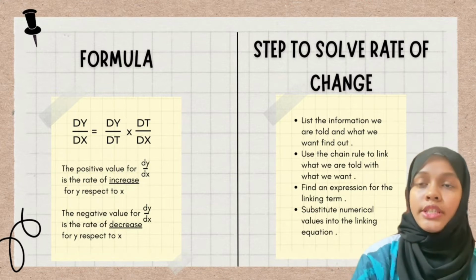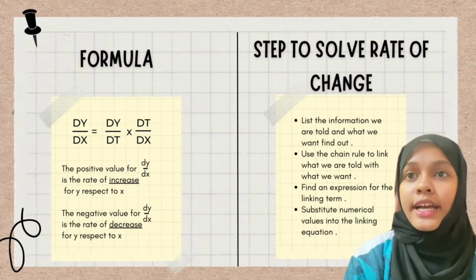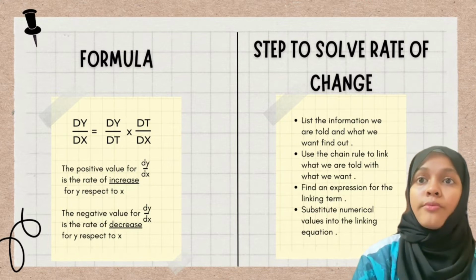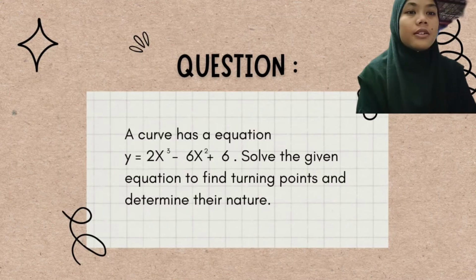Steps to solve rate of change problems. First, list the information we are told and what we want to find out, like a formula: dy/dx equals dy/dt multiplied by dt/dx. Second, use the chain rule to link what we are told with what we want. Third, find an expression for the linking term. Last, substitute numerical values into the linking equation. Now I will explain the operation of the equation.